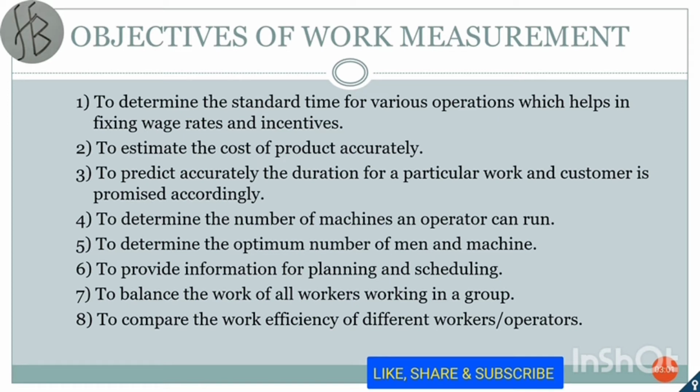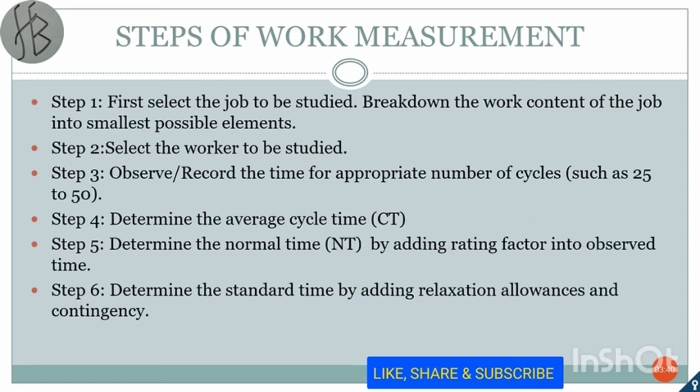It helps in determining the number of machines required for doing the work. It helps in determining the number of men for doing any work. It helps in determining the number of machines that an operator can run. It provides information for planning and scheduling. It helps in balancing the work of all workers working in a group, and in comparing the work efficiency of the different workers. So these are the important objectives of work measurement.